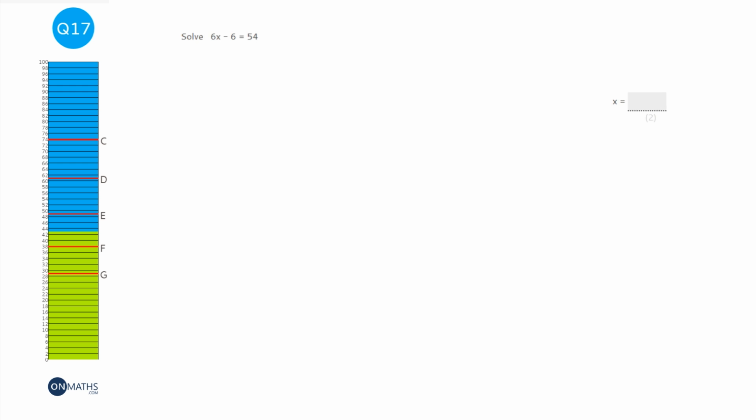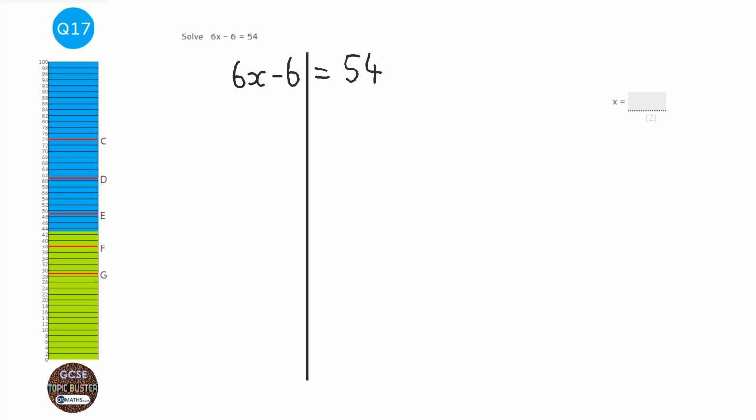When solving, always just write out the question and put down lines either side of the equals. And what we're looking at doing is doing something to both sides so that we get x on its own. So we want to end up with x equals at the bottom. That's when we know we've solved it.